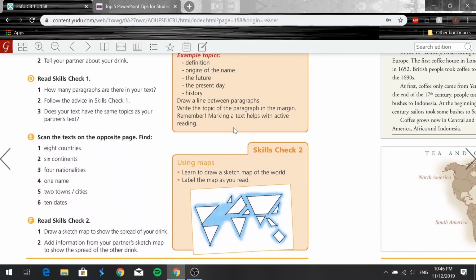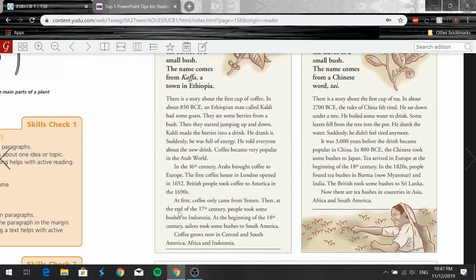Scan the texts on the opposite page to find 8 countries, 6 continents, 4 nationalities, 1 name, 2 towns/cities, and 10 dates. Right. So what I want you guys to do is now pause the video and go and read it twice. And keep in mind that you want 8 countries. So as you go along, write the names of countries down. Continents, we want 6 continents, so write the names of continents down, as well as 4 nationalities, 1 name, 2 towns or cities, and 10 dates. Okay? So I hope you were able to get them.